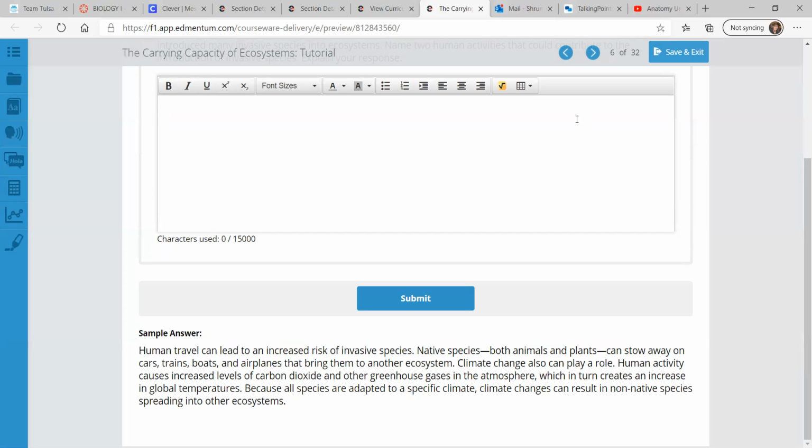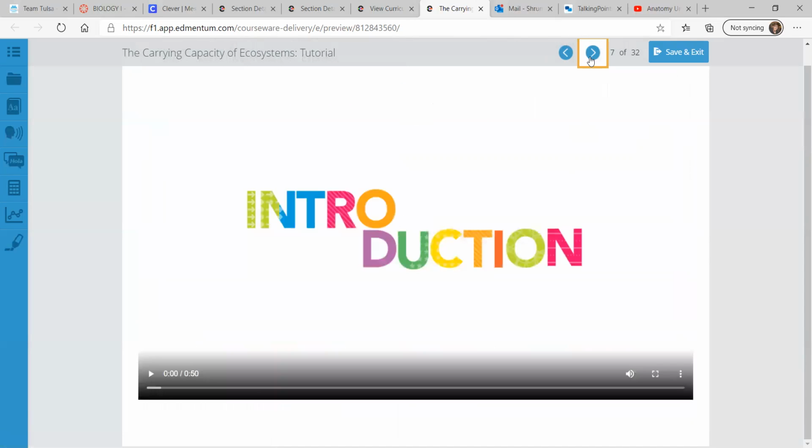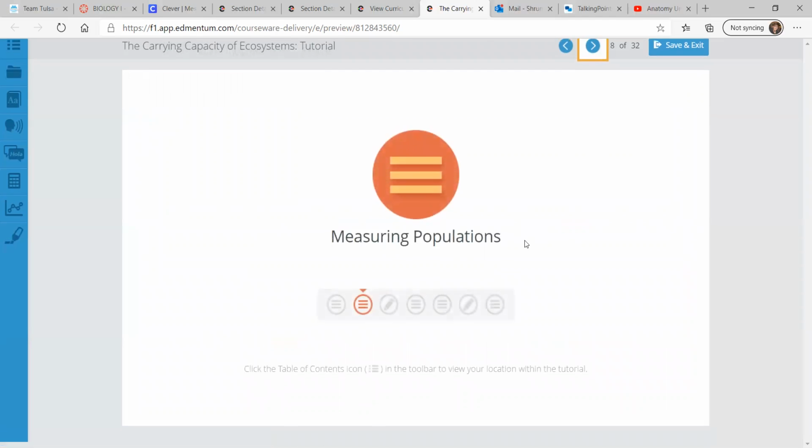Another human activity, maybe climate change, can play a role. Human activity causes increased levels of carbon dioxide and other greenhouse gases in the atmosphere, which in turn creates an increase in global temperatures. Because all species are adapted to a specific climate, climate changes can result in non-native species spreading into other ecosystems. Those are 2 answers that come to mind. Maybe you picked up on another answer.